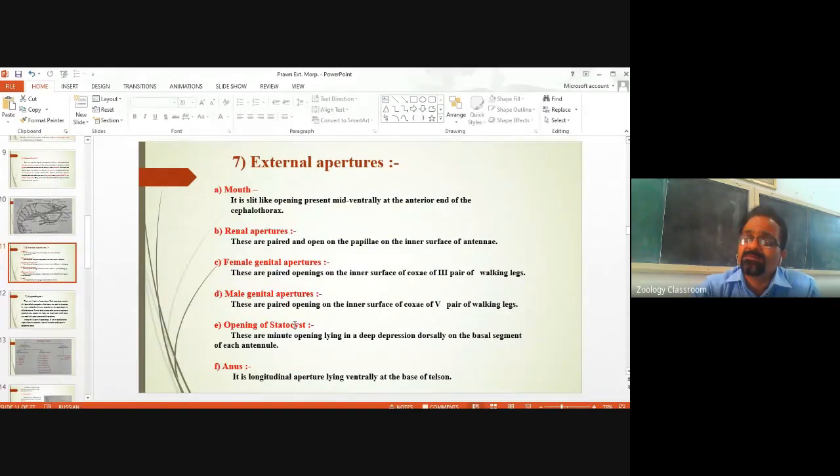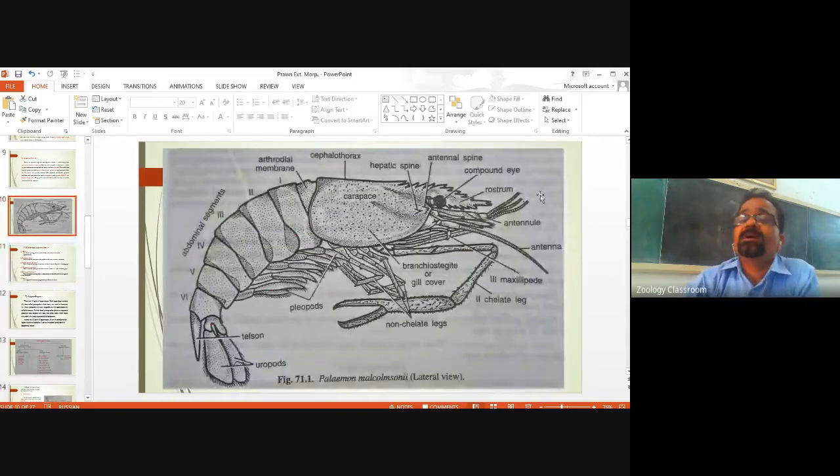Mechanism is the same, function is the same, but it is having the slight opening of statocyst lying in the deep depression dorsally on the basal segment of each antenule. बघा शब्द इथं बघा. आता इथं अँटेना पण आहे, हेड अपेंडेज आहे, आणि अँटिन्यूल पण आहे. अँटेना अँड अँटिन्यूल याच्यामध्ये जो डिफरन्स आहे, that while studying the structure we are going to study.